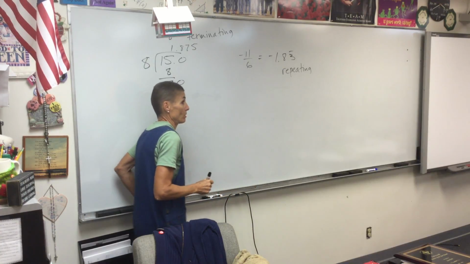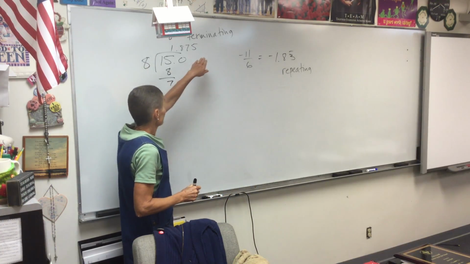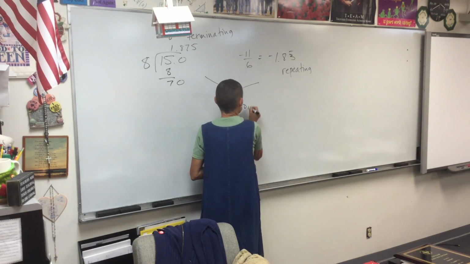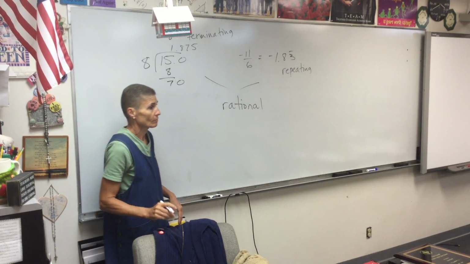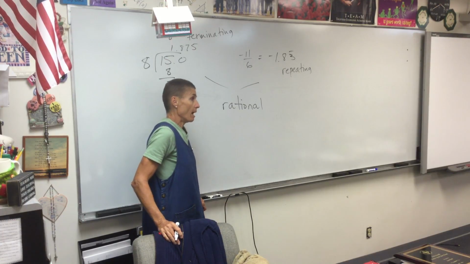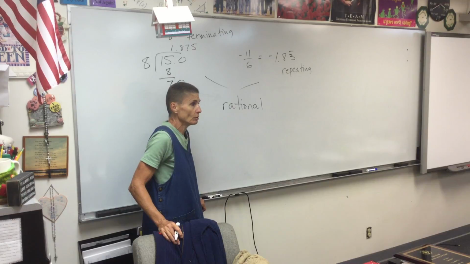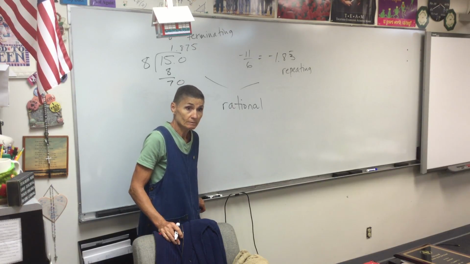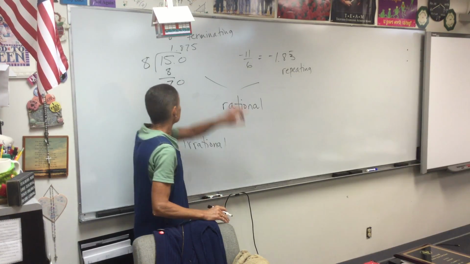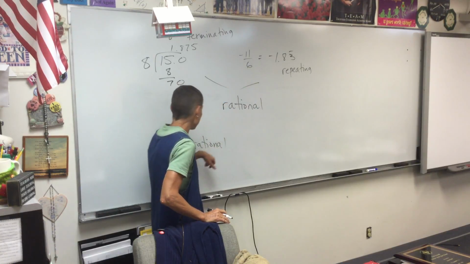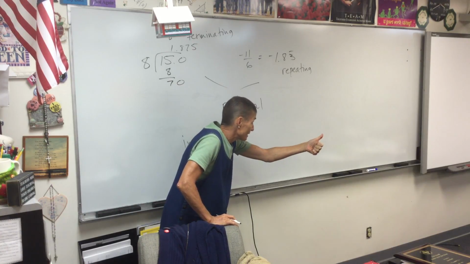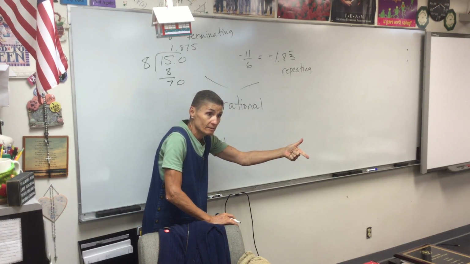And any number that is either terminating or repeating is called a rational number. Have you heard that word before? Rational. And the opposite of rational would be irrational. And those are numbers that are the opposite of this. So what do you know about irrational numbers? They don't repeat and they don't terminate.